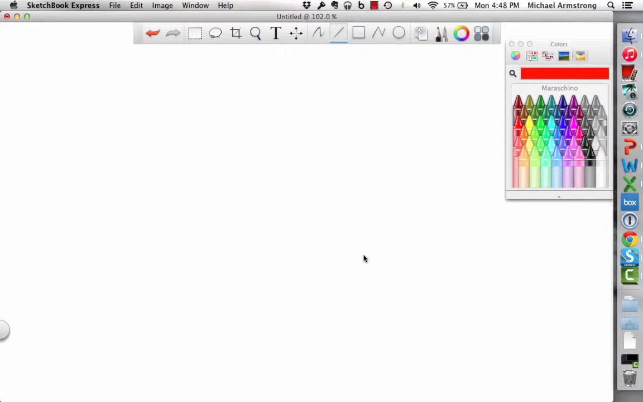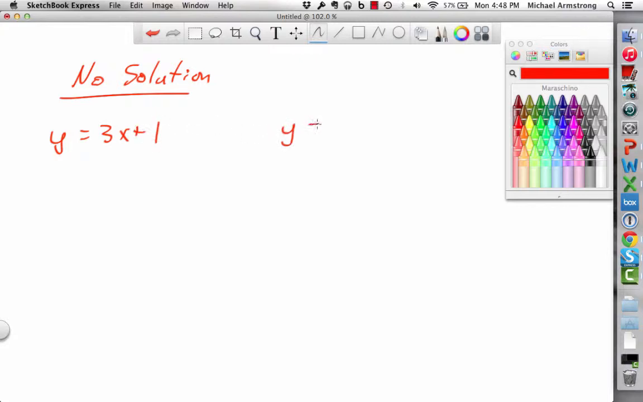This one is for parallel lines. Parallel lines have no solution. Let's try that again. No solution. Okay, so this is what we think we're going to get, and I'll show you why. We have y is equal to 3x plus 1, and y is equal to 3x minus 5.